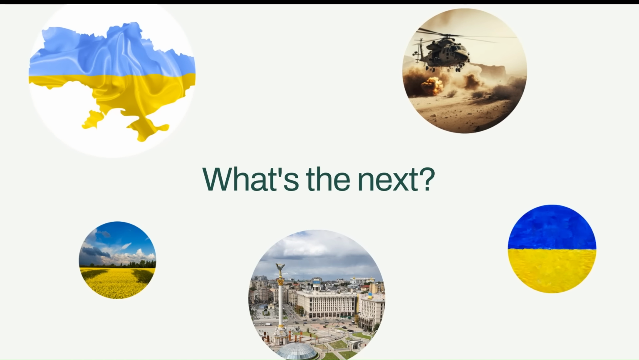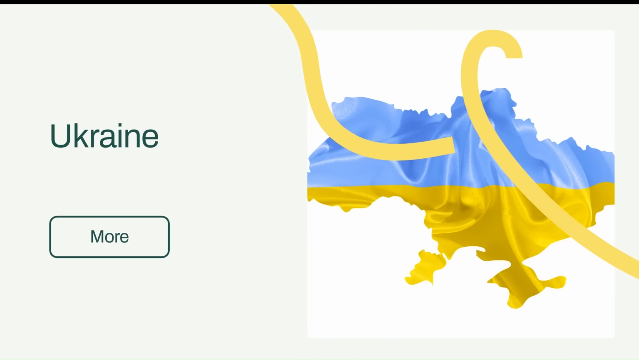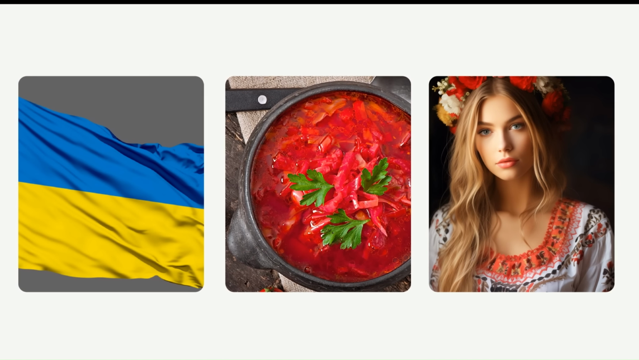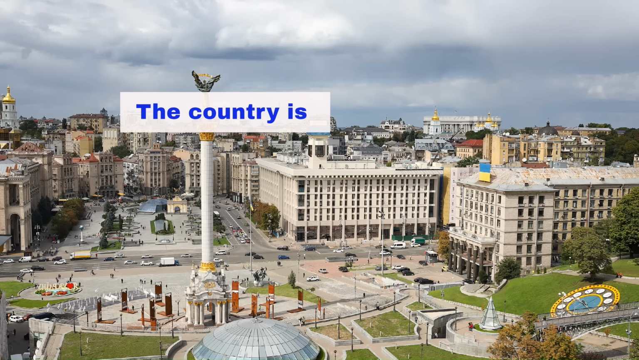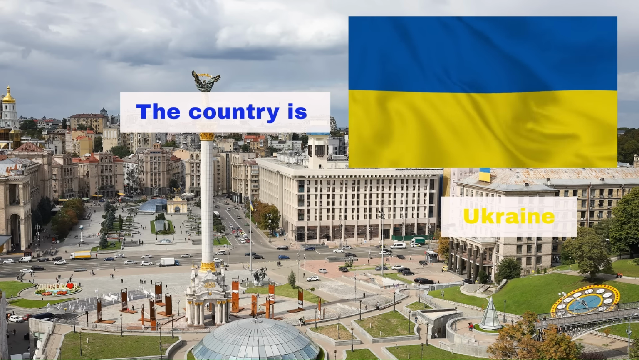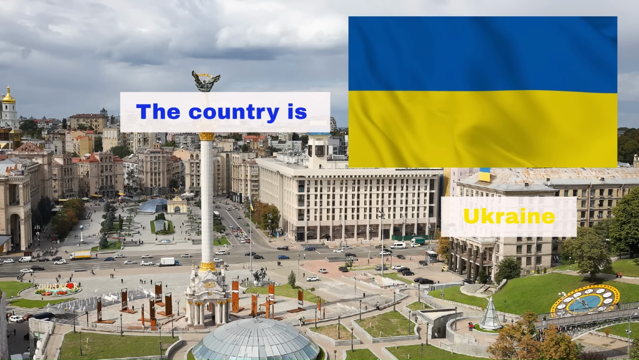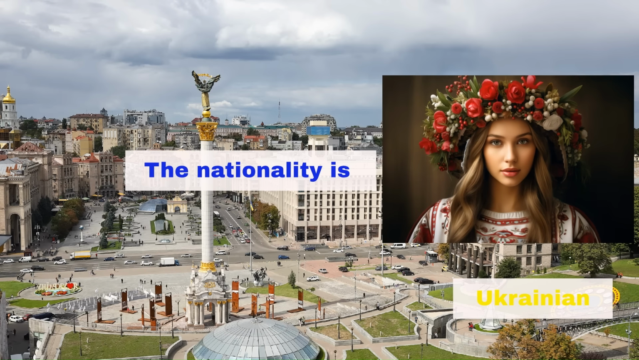What's the next? Ukraine. The country is Ukraine. The Ukrainian flag is blue and yellow. Ukraine. The nationality is Ukrainian.